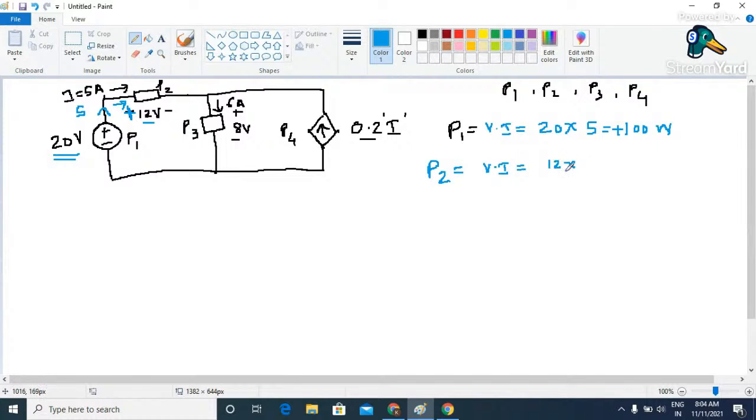This is 12 into what is I? It is nothing but 5. So this is going to be 60 watt. And what will be the nature for power? Because it is a passive element.